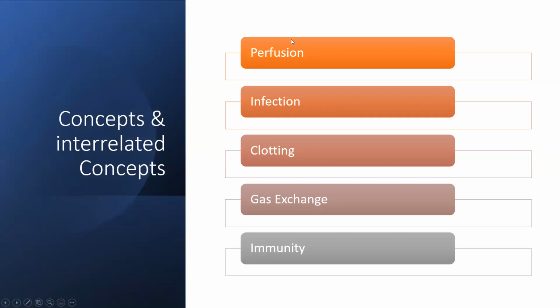Okay, so when we look at it, we're looking at the concepts and those interrelated concepts that should be capitalized. So definitely, these are all combined in a big hodgepodge. We have perfusion and infection, we have clotting problems, we have gas exchange problems, and then obviously the immunity problems when it comes to septic shock.